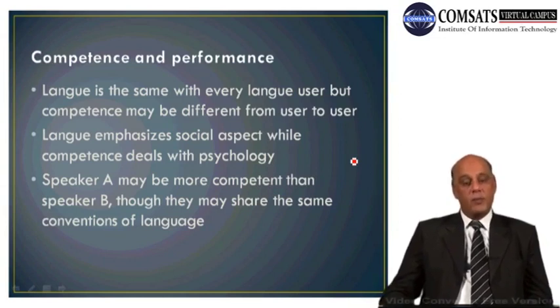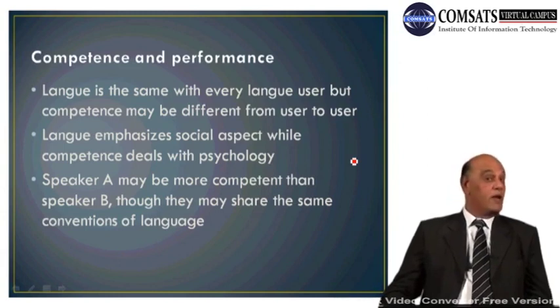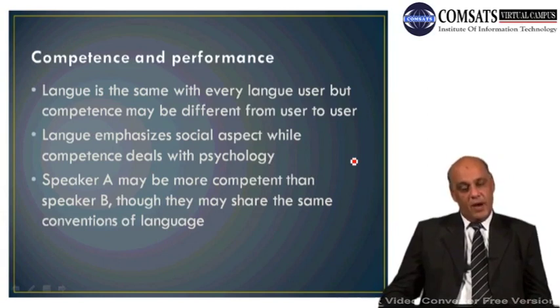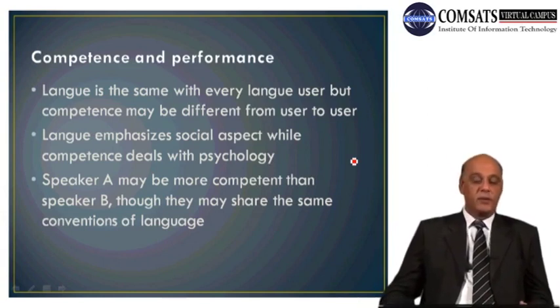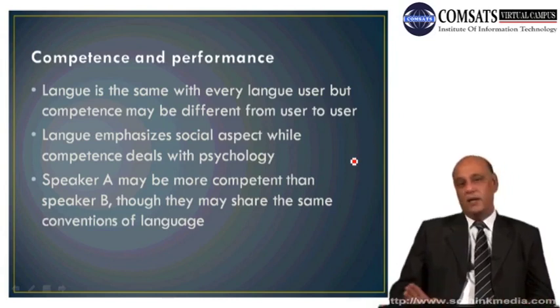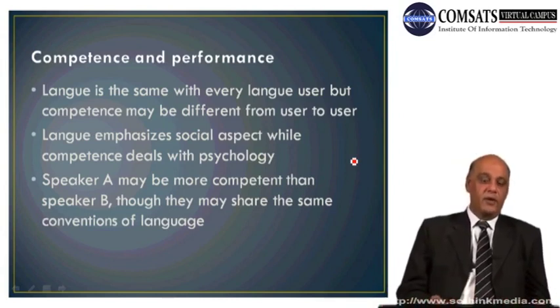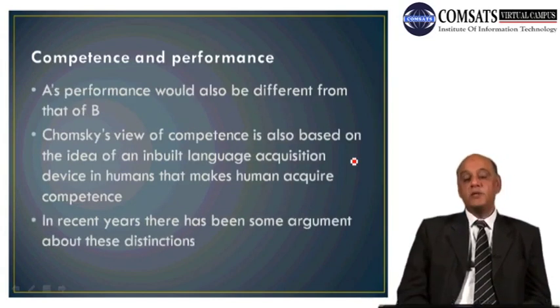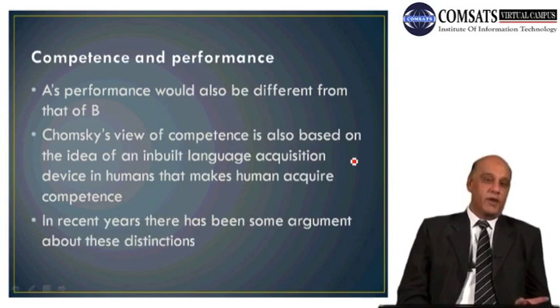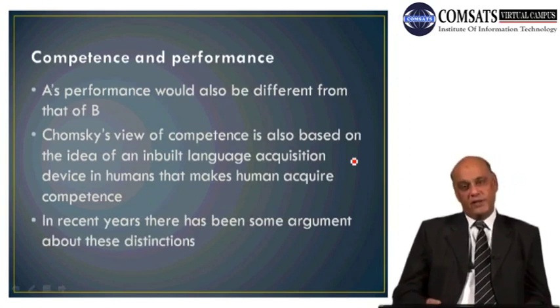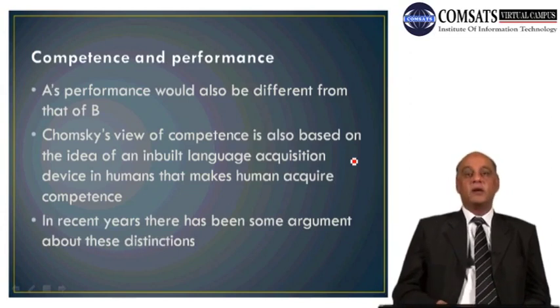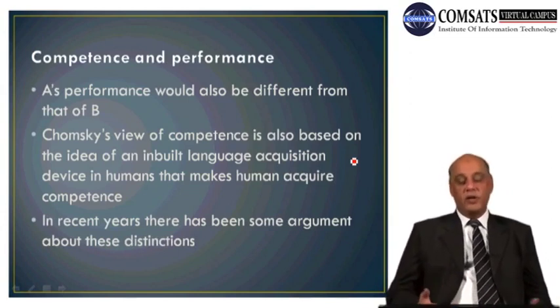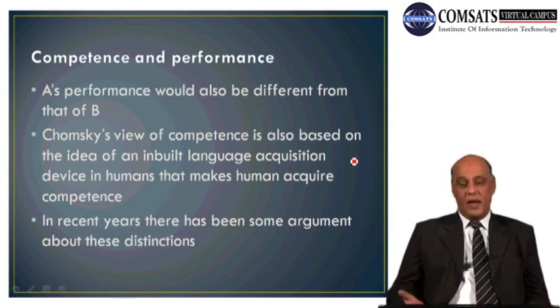Speaker A may be more competent than speaker B, though they may share the same conventions of the language. So the conventions are the same, Langue is the same, but one is more competent, the other may not be that competent. So competence can differ from person to person, but not Langue. A's performance would also be different from that of B. So here we see that both these things can be different: the competence can be different, and naturally, as we've already talked about, the performance can be different.